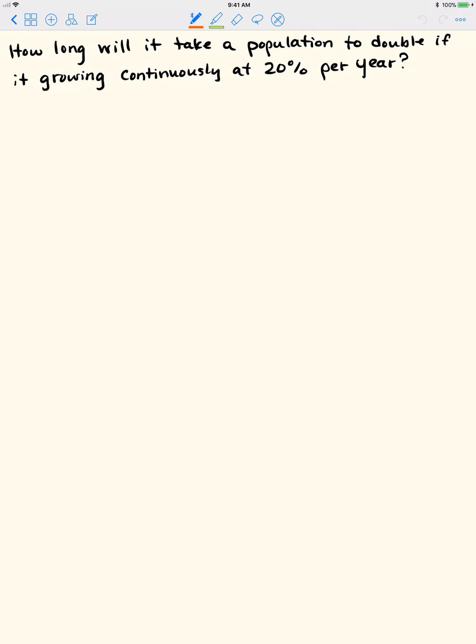How long will it take a population to double if it is growing continuously, so we're going to use e, at 20% per year? Okay. So for this one, we'll use an exponential function that has an e in it. So again, Q or P, it doesn't really matter. But population is initial population times e. See, continuous growth of 20%, we'll use a k value of 0.20. So e to the 0.2t, or 0.20, same number.